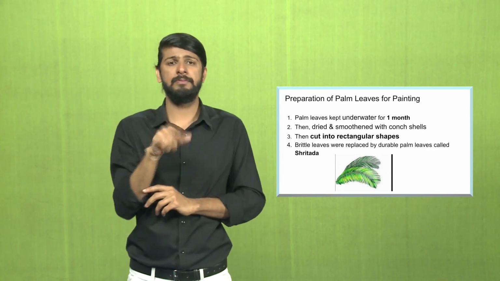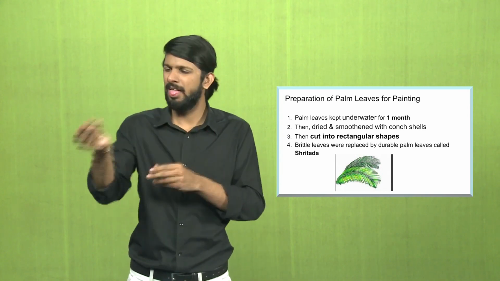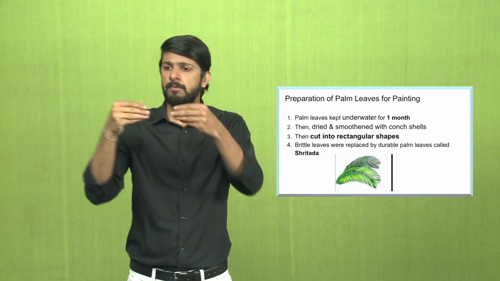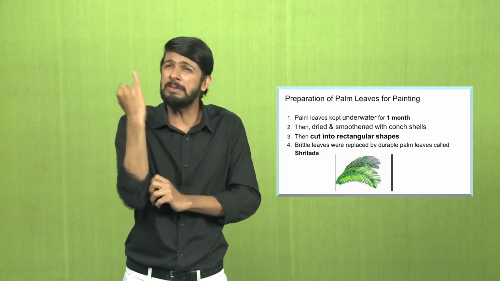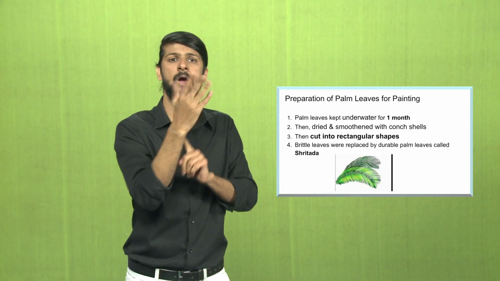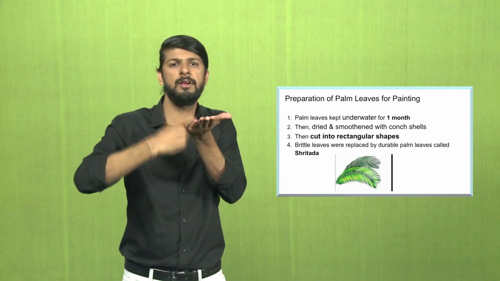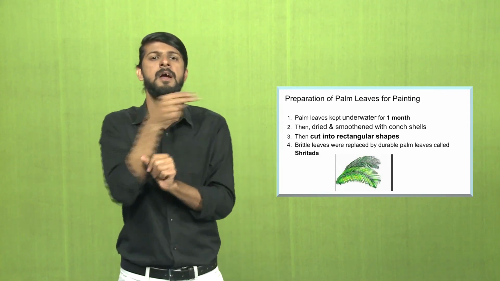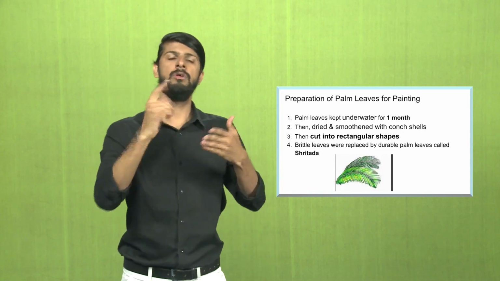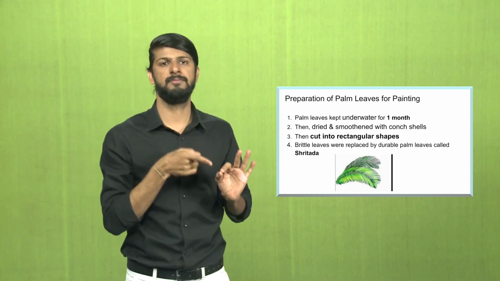There was a little technical problem here: some leaves were brittle and would break easily, and they had to be replaced by another kind of durable palm leaf known as Shritada. They had more life and were more durable.